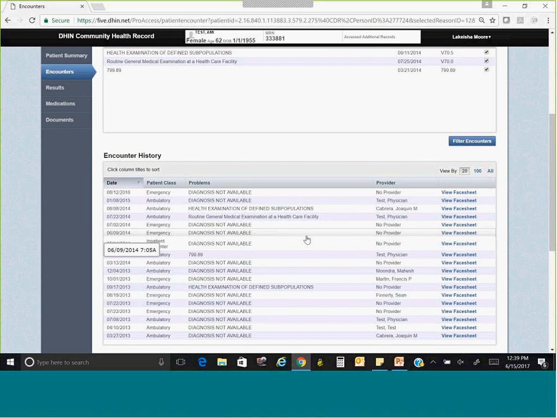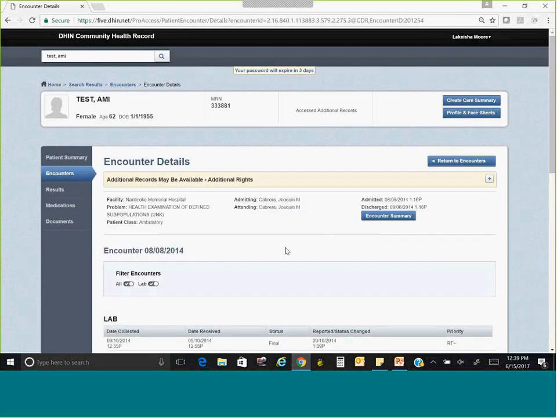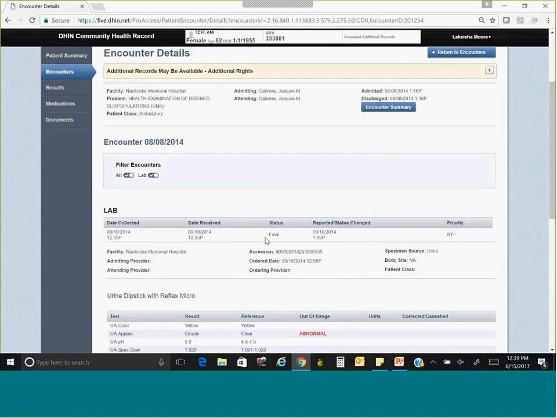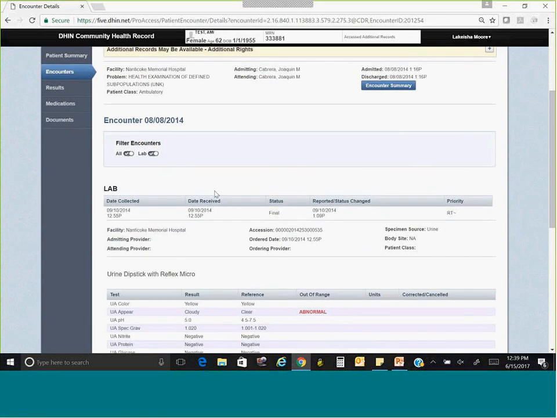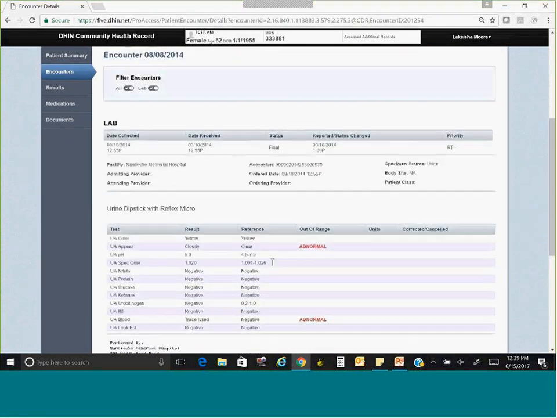So when you access additional records, anything that patient has had done will now be showing up for you. Here I'm going to click on one of these encounters so you can see what happens. Many times when you have a patient that has an encounter in the hospital, of course you want to see, well, what happened? So during that particular encounter, I see, okay, this patient went in, they had some labs done, and if there was anything abnormal with those labs, that'll come up in red for me.